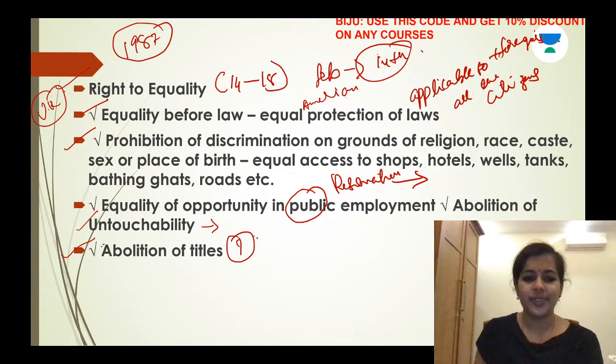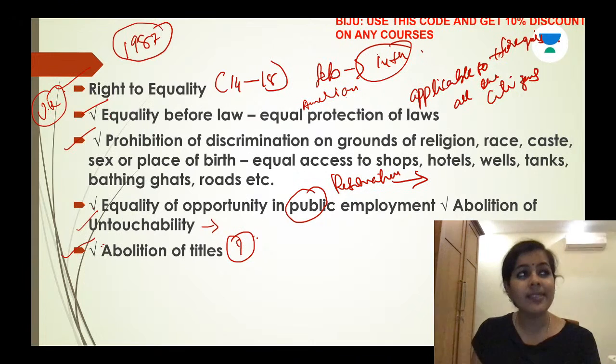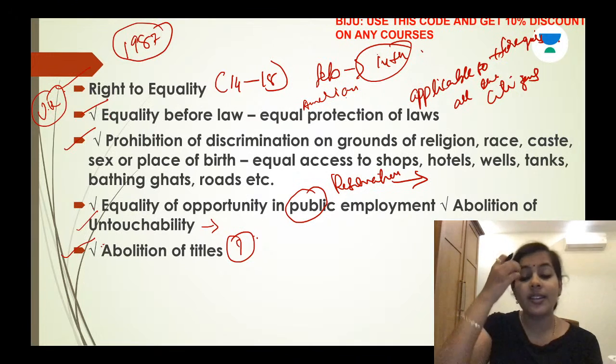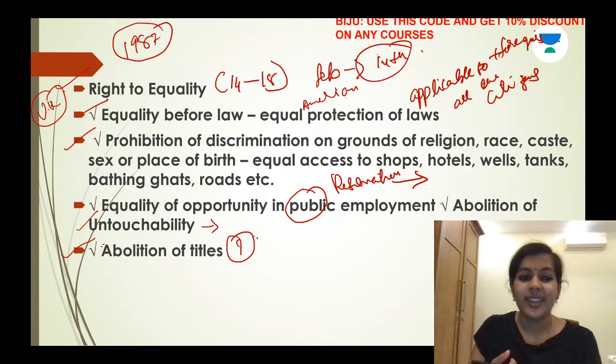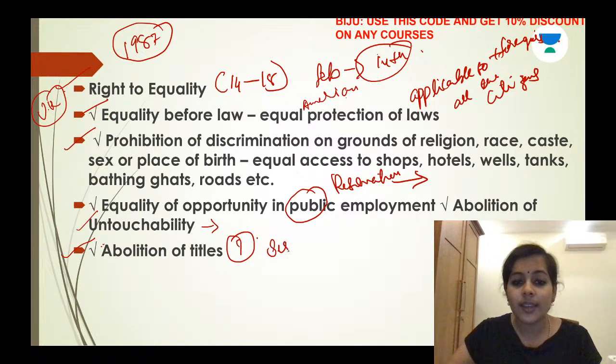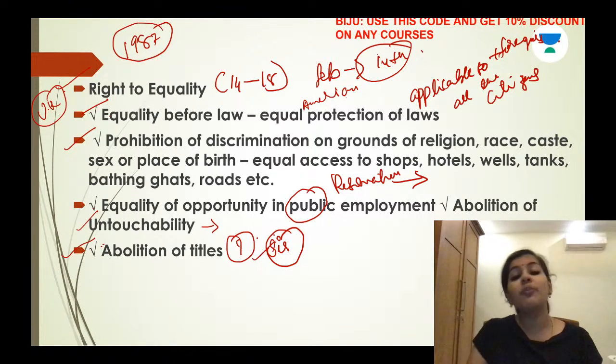You will be having a doubt. If this abolition of title is given, what about Bharat Ratna, Padma Vibhushan, Padma Bhushan? They are not titles. Okay, they are honors. So you should know, abolition of title means in the past some people were given sir, addressed as sir. That was a title provided by the foreign officials or Britishers or foreigners. So that title is being abolished here. This is known as abolition of titles.